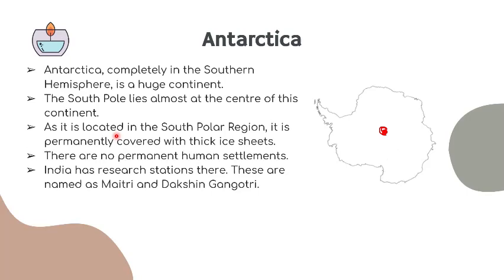As it is located in the South Polar region, it is permanently covered with thick ice sheets. So there are no permanent human settlements. There are only research stations there of many countries. India has research stations there, named Maitri and Dakshin Gangotri. Dakshin means south in Hindi, and Gangotri is the glacier from which the river Ganga originates. So it is the Gangotri glacier, and Dakshin means south.